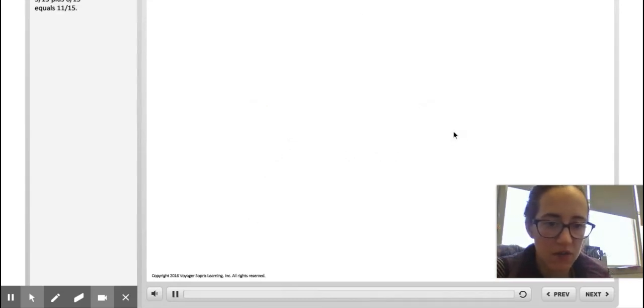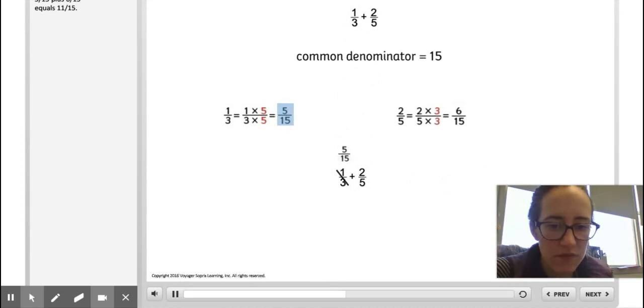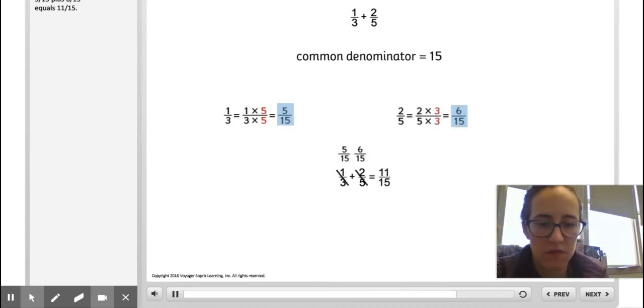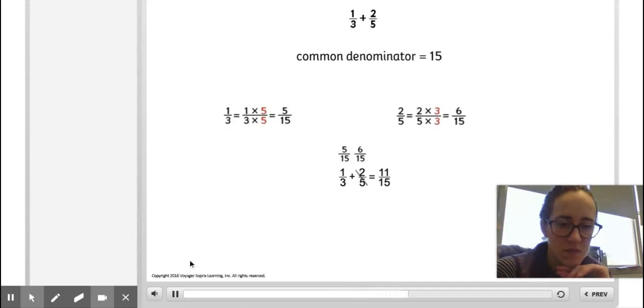Now they match. Now we can solve the problem by adding the equivalent fractions. 5/15 plus 6/15 equals 11/15. The sum of 1/3 and 2/5 is 11/15.